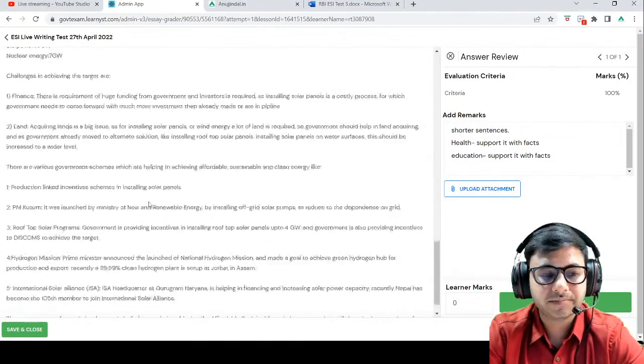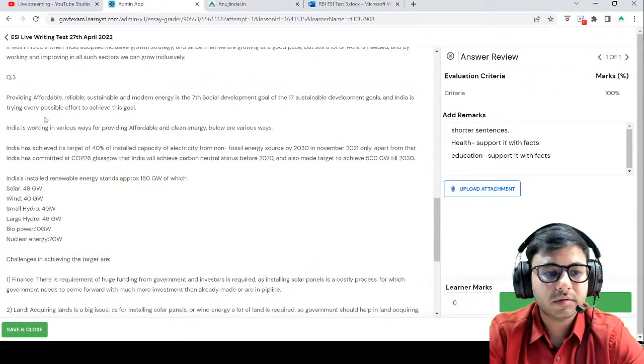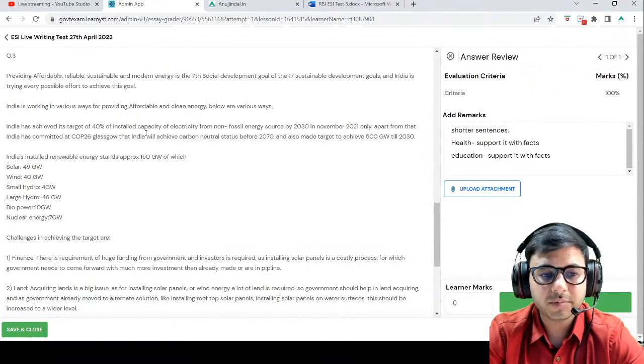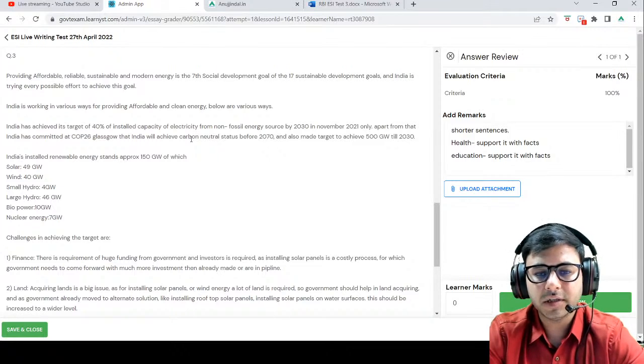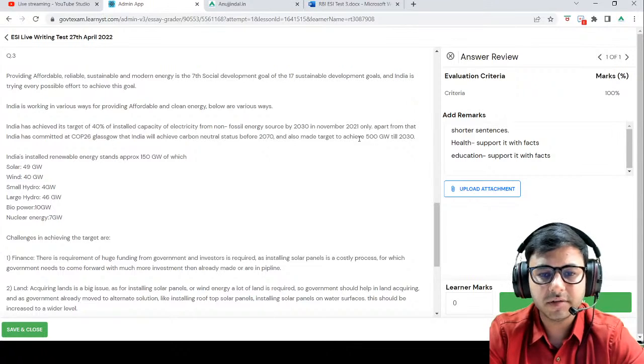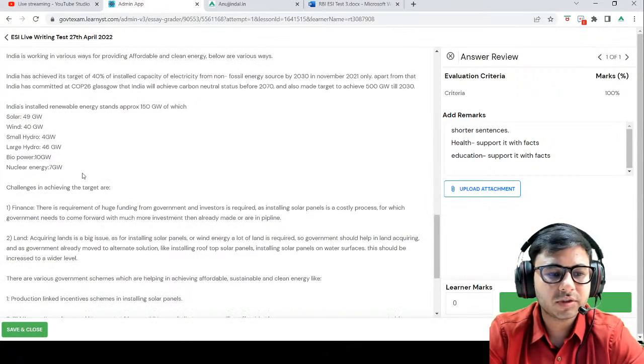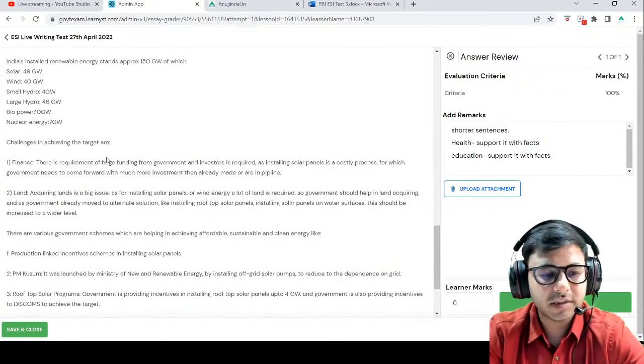Progress made in India. India has achieved its target of 40% of installed capacity of electricity from non-fossil energy source by 2030 in November 2021 only. Apart from that, India has committed to COP26 Glasgow that India will achieve carbon neutral status by 2070, and also target to achieve 500 gigawatt till 2030. 500 gigawatt of what? India's installed renewable energy stands approximately at 150 gigawatt. ये अलग अलग है.